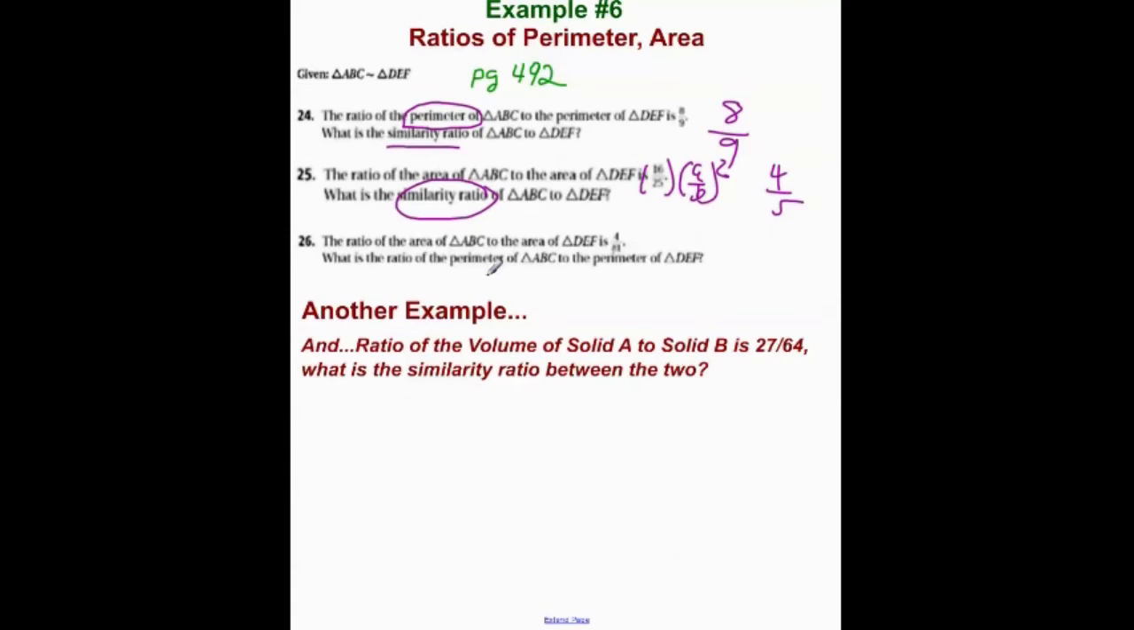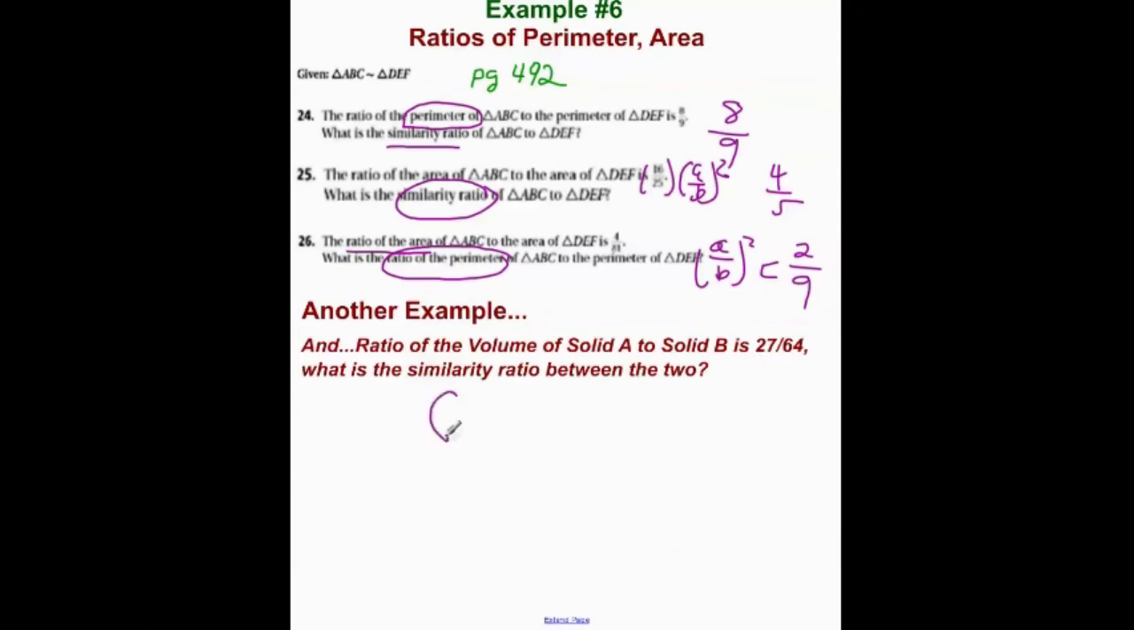Now we're given the ratio of the area. What's the ratio of the perimeter? Ratio of the perimeter is the same as the sim ratio. So if we have 4 over 81, we know that is a over b squared. And we just take the square root of that to get a and b, which is 2/9.